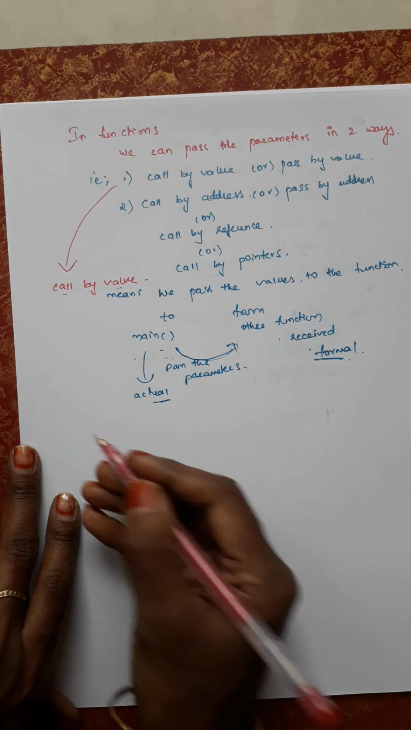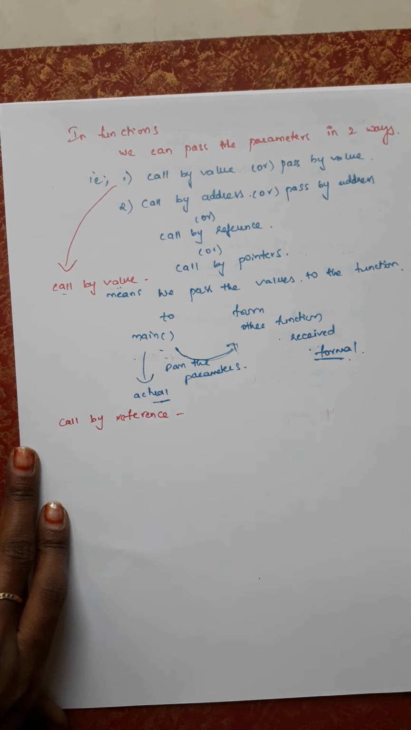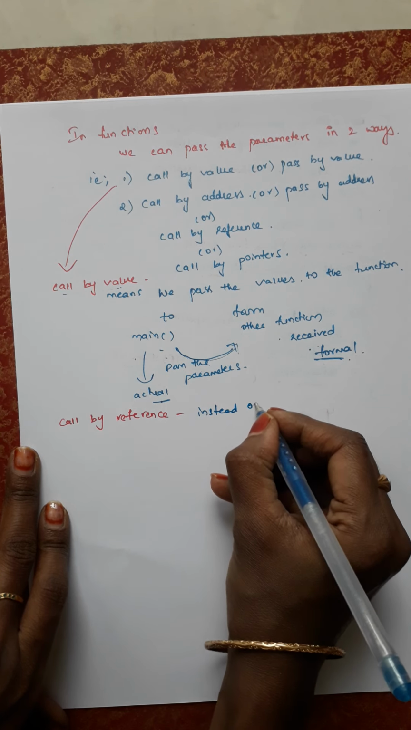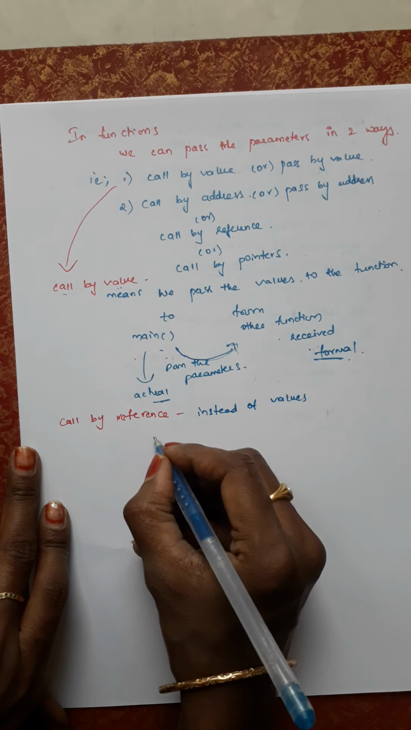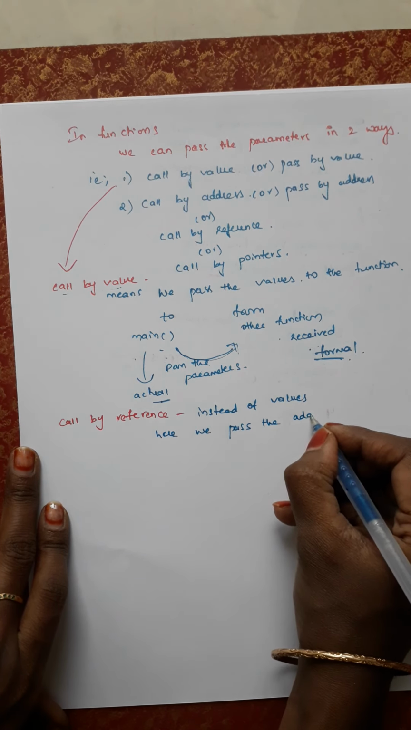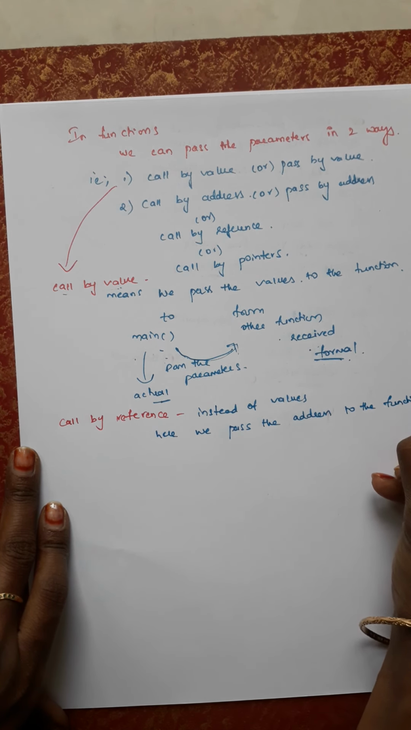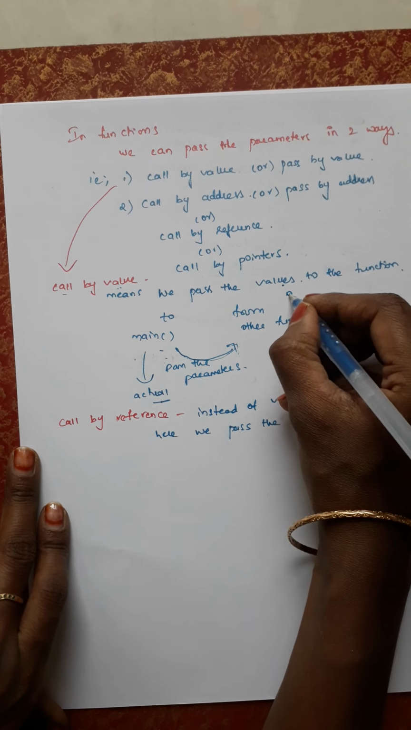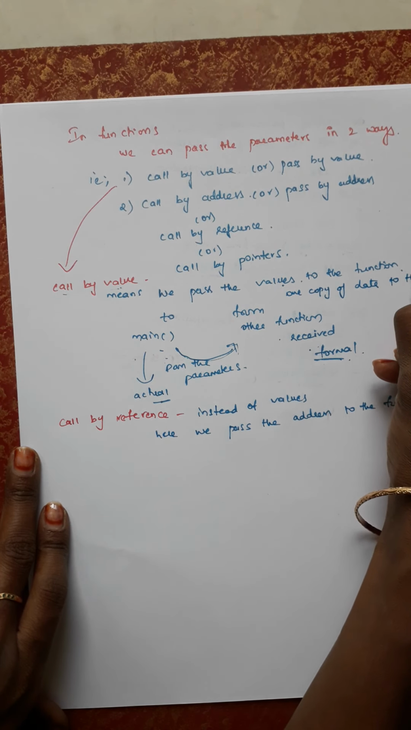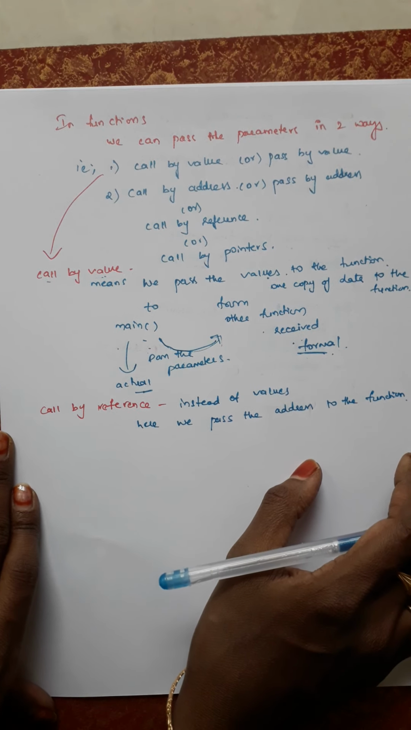Now call by reference. So what is meant by call by reference or call by address? Here, instead of values, we pass the address to the function. In call by value, one copy of data we are passing to the function.